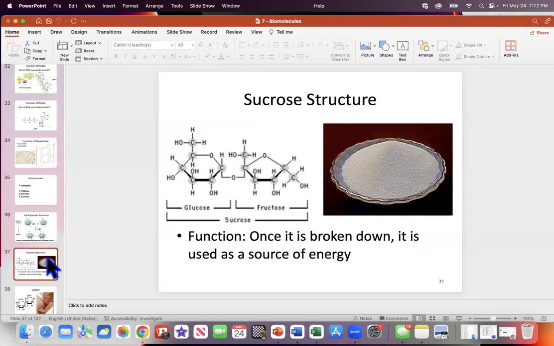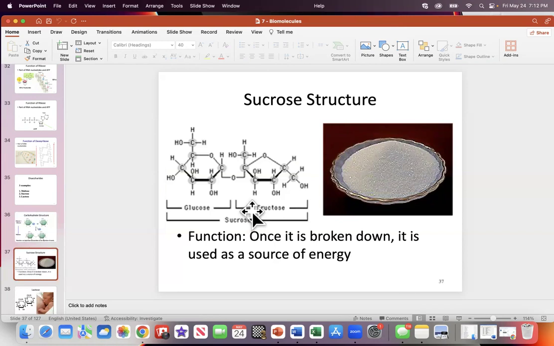Okay, another famous one, sucrose. Sucrose is a glucose connected to a fructose. So glucose and fructose together, and that's the sucrose. Sucrose is your table sugar. That's the sugar you add in your coffee.